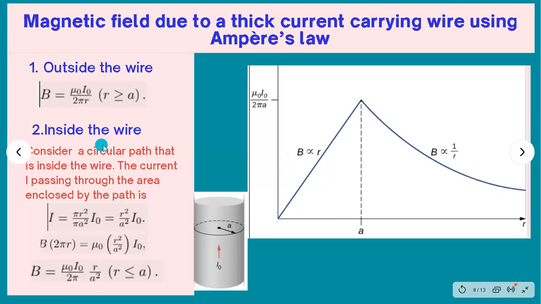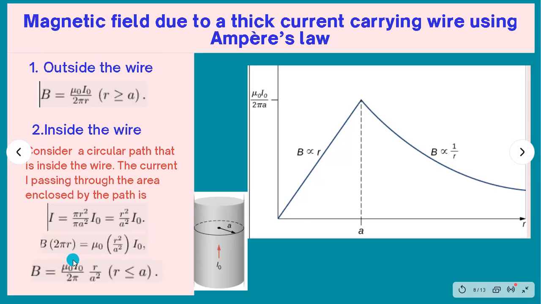Inside the wire, not all the current I naught is threading through a path of radius, let's say small r. So we need to find the current enclosed by that path. So that will be equal to r square by a square into I naught, because the current flowing through a cross section is proportional to the area of that cross section.